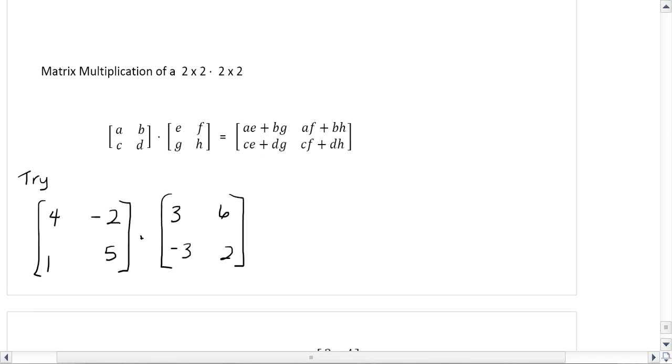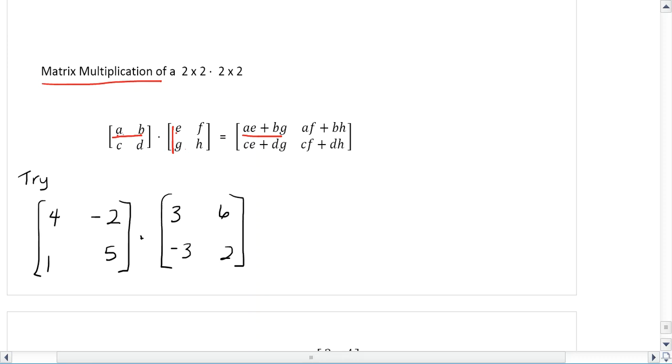So let's try multiplying a 2 by 2 matrix times another 2 by 2. Now I put this on here with letters, sort of like a formula for people who like that. What this is saying is this row is going to be multiplied by this column. That's what AE means. So you take A times E, get that answer, take B times G and add them. So this row times this column gives us the first entry.